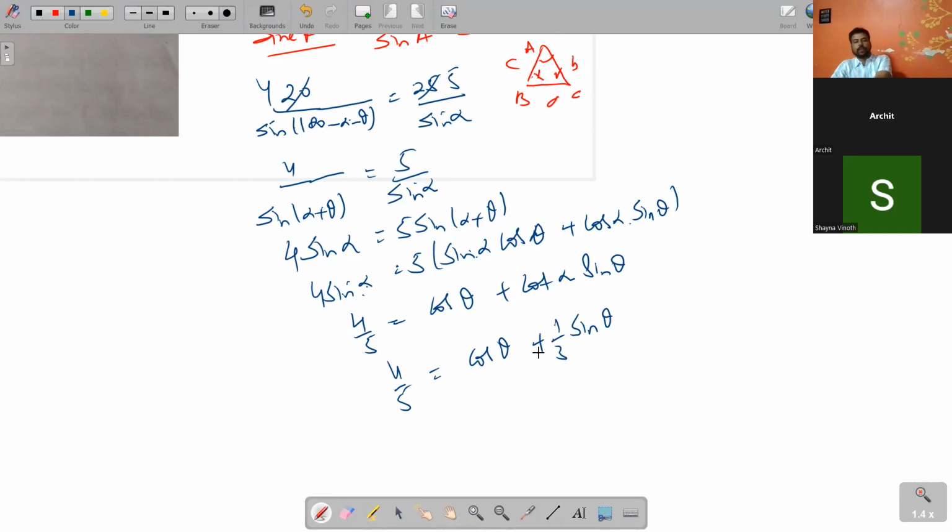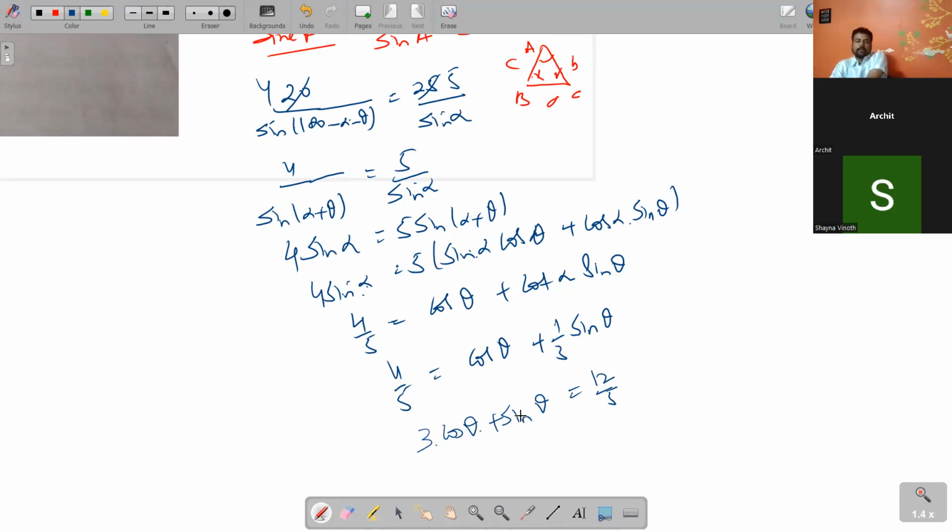Now from here we need to find theta. How will you find theta? See, just multiply by 3. So this is 3 cos theta plus sine theta equal to 12 upon 5. Sorry, that is not possible. This is wrong. This cannot be. Oh, right. Yeah, it can be possible. Yeah, correct.